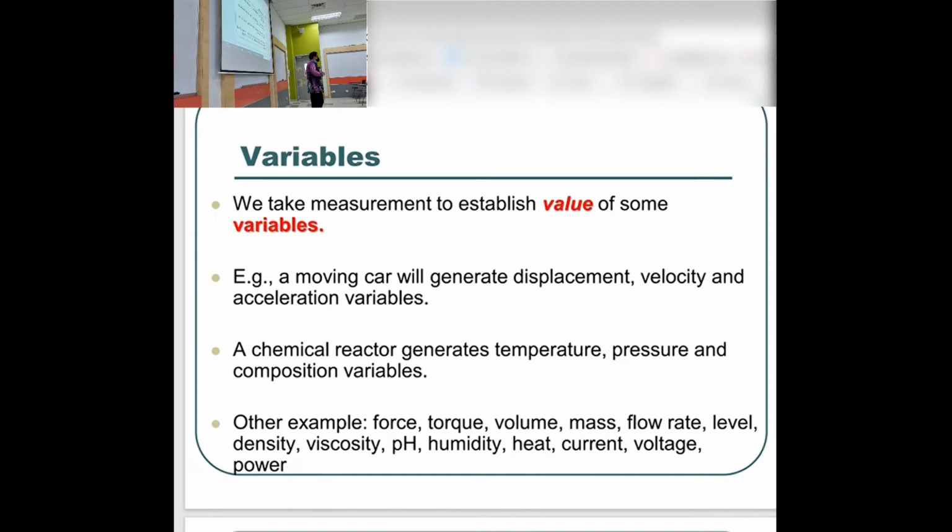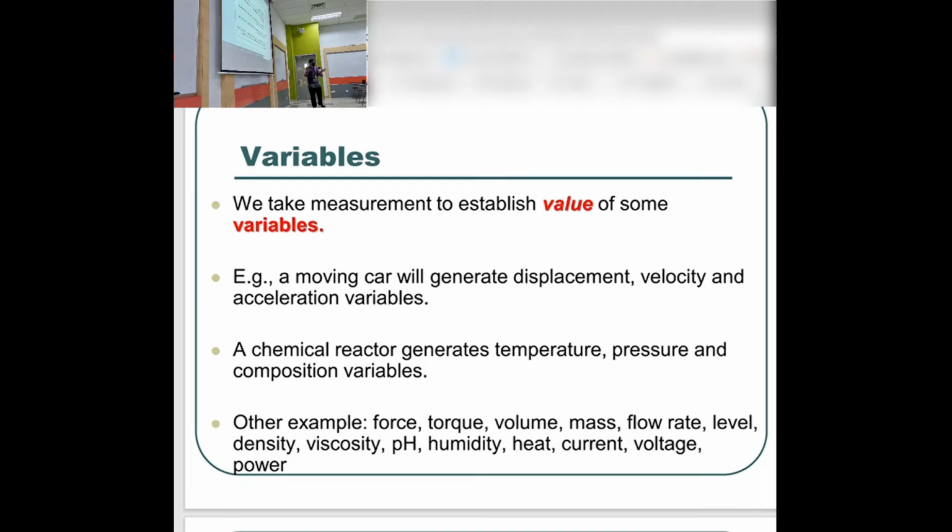Gravity, is it variables or not? Gravity, G. No, it's not variables, isn't it? Because it's fixed for the Earth only. But on the moon, different G. So can be variables. It can be variables in the universe, but on Earth it is a fixed value. It's not variables.